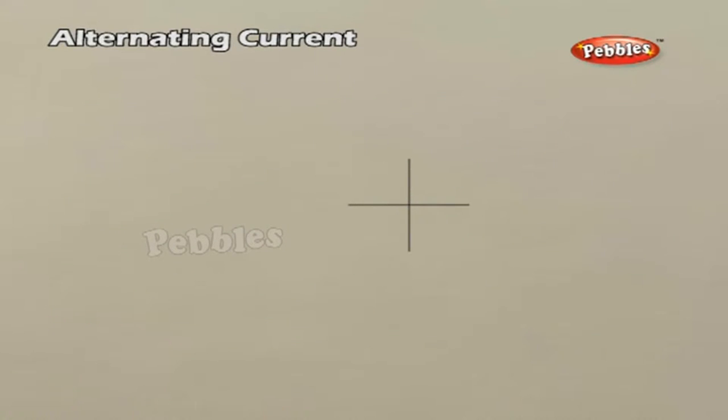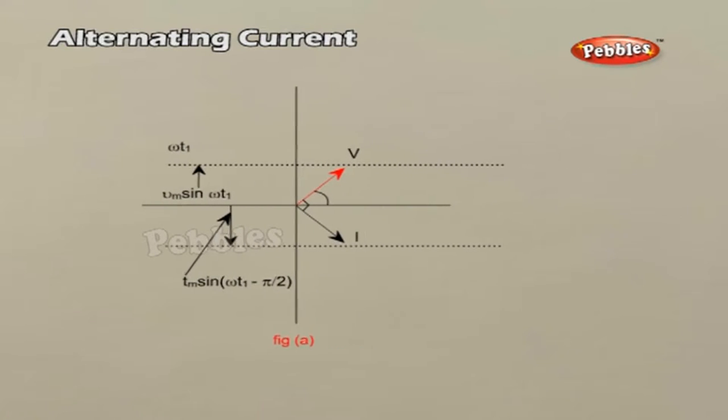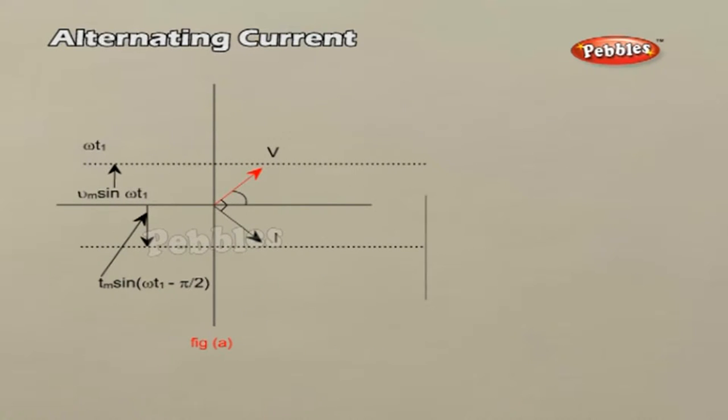A comparison of the source voltage and the current in an inductor shows that the current lags the voltage by pi by 2, or one quarter cycle. Figure A shows the voltage and the current phases in the present case at instant t1. The current phasor I is pi by 2 behind the voltage phasor V. When rotated at frequency omega counterclockwise, they generate the voltage and current given by the equations and as shown in the figure.